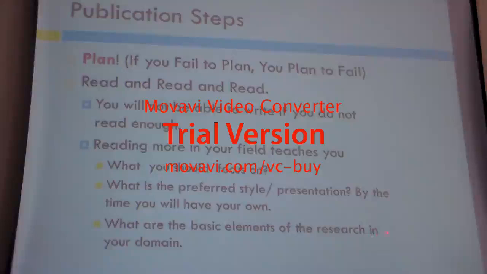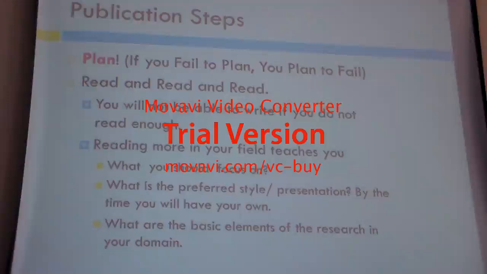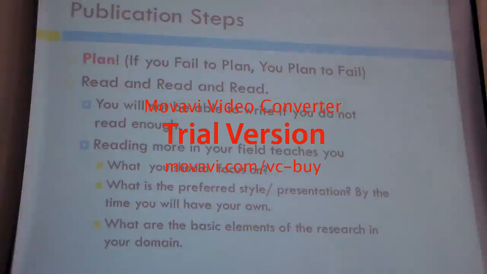What are the basic elements of the research in your domain? What are the basic things that all researchers deal with? This is from the reading you have to get. Focus on the elements of research. How the research is designed in your field, what data collection methods you usually use, how people analyze the results, how they interpret the results, are they using tables, are they using diagrams, how they describe the diagrams, how they describe the tables, all these things you will get through your reading. So you need to read a lot.